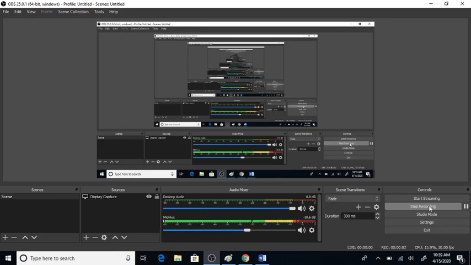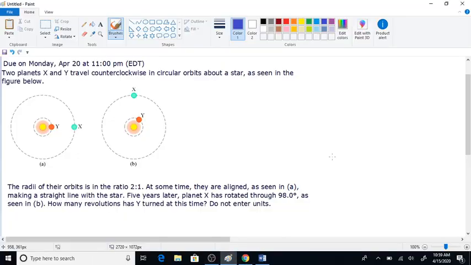Hello, physics students. The problem we're going to tackle today is a little bit challenging. It has to do with circular orbits and the periods of those. And so here it is, problem 15 on Kappa Unit 7. Okay, circular orbits.